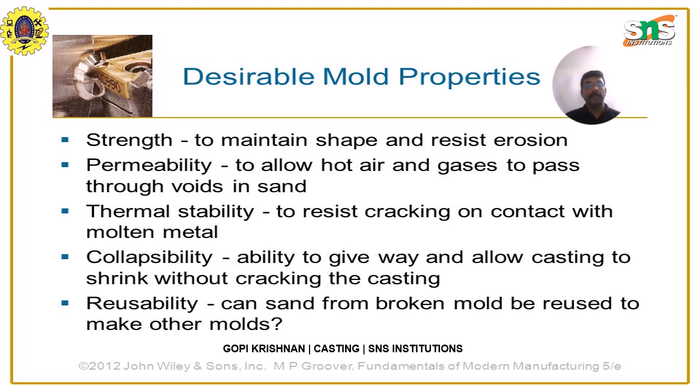After the process is over, the molding sand has to give way. That is called collapsibility, which is the ability to give way and allow the casting to shrink without cracking the casting. The material has to be reused, which is called reusability. The sand from the broken mold can be reused a number of times. These are the very important desirable mold properties which are required for the molding sand for getting a very sound casting. So with this, we have seen the basic introduction to the casting process.